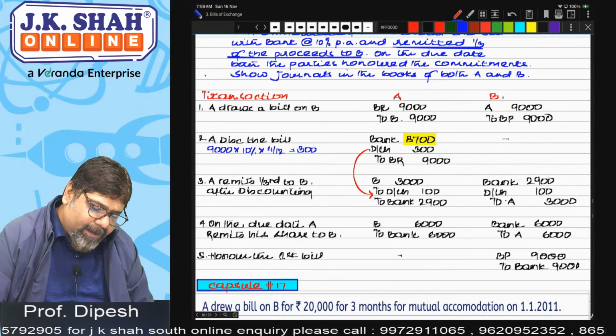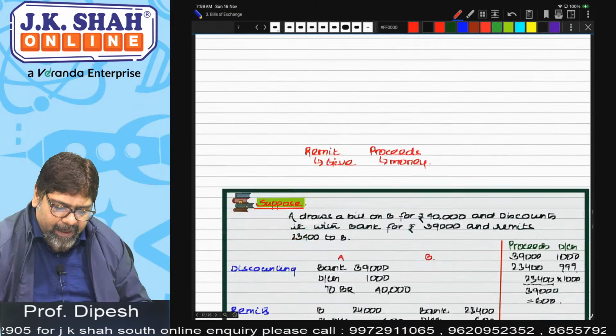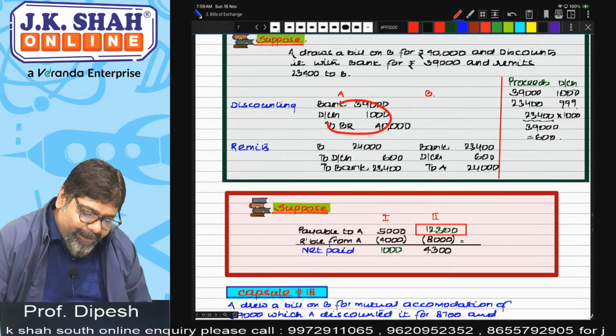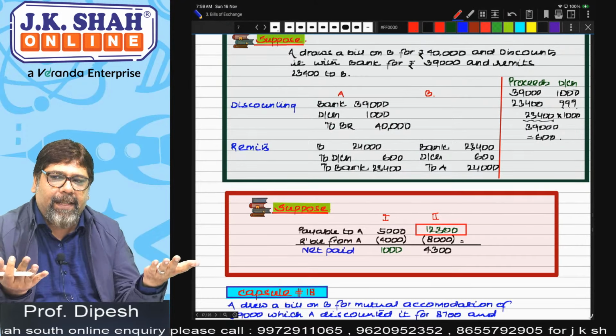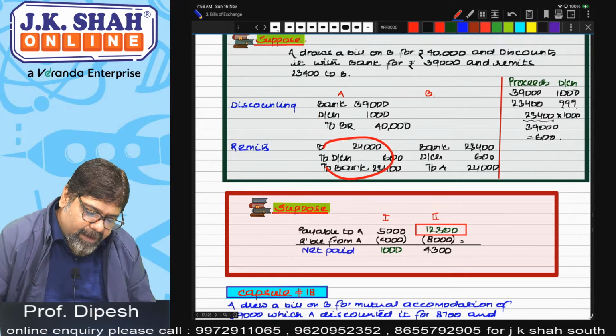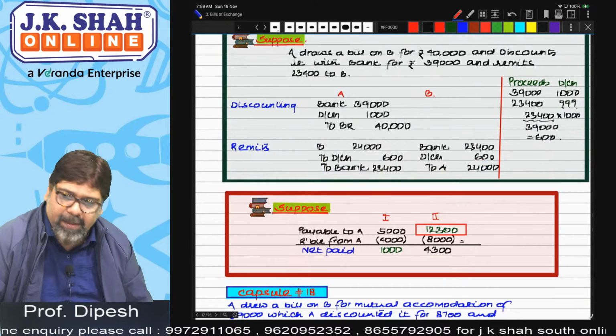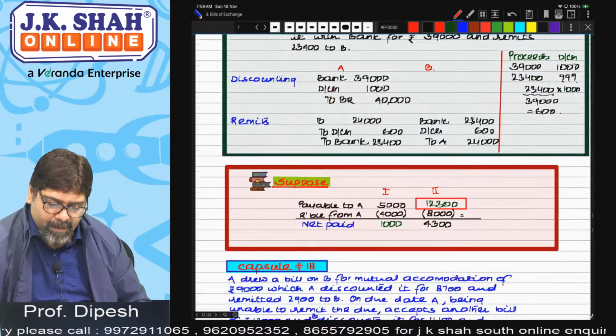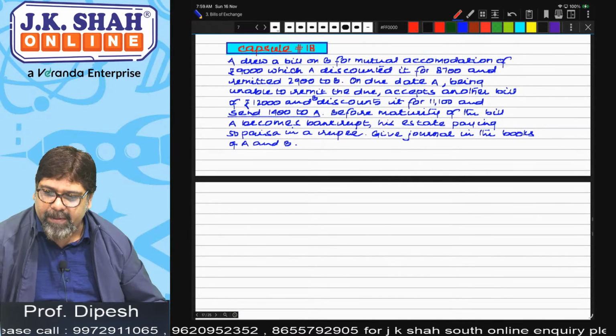Over here, A and B have taken a loan from the bank and they decided that they will share the proceeds. So that means whatever money he has got, something he will keep and something he will give to B. Starting with the part you missed.